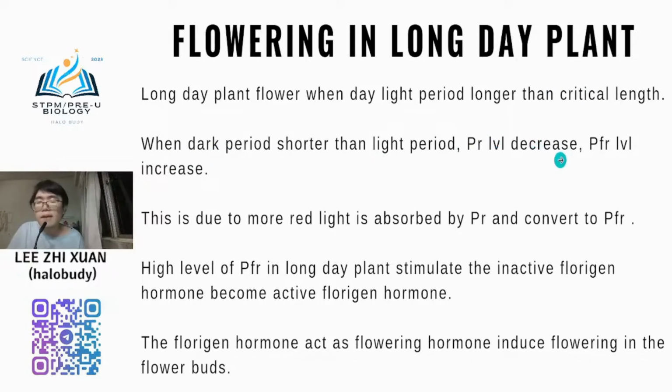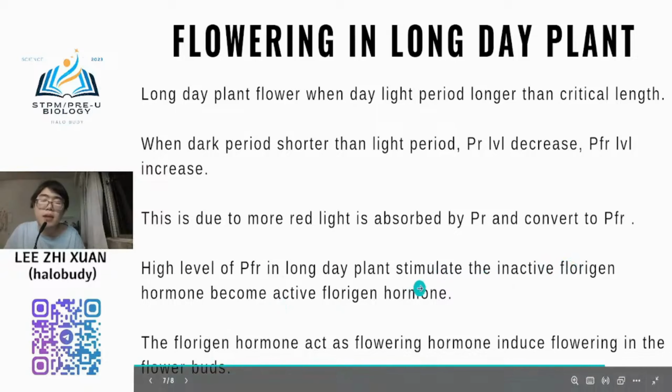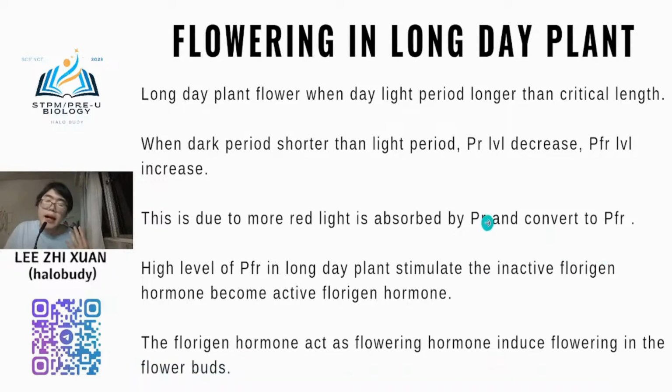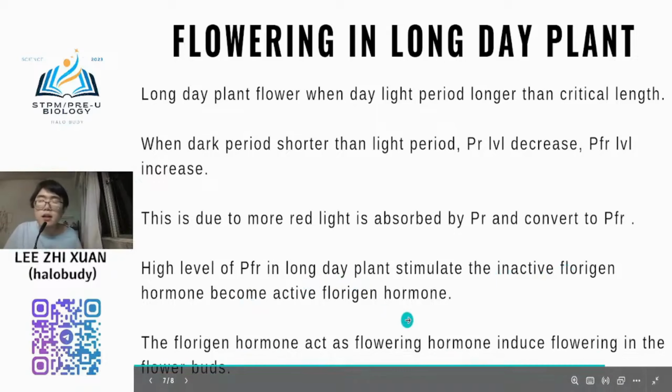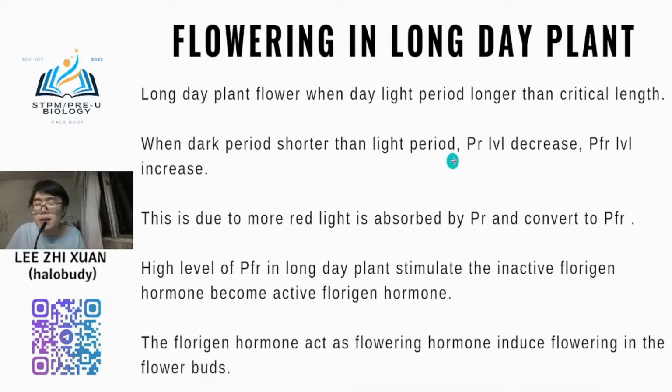your PR level is decreased, right? Because your sunny day, your daylight, contains a high amount of red light. If it contains a high amount of red light, all the PR will absorb the red light and convert to become PFR. So high PFR in long day plants will stimulate inactive Florigen hormone to become active, and then this hormone will stimulate flowering so that the plant can flower. Okay, so this is the mechanism for short day and long day plants.